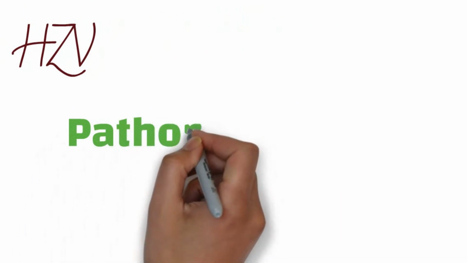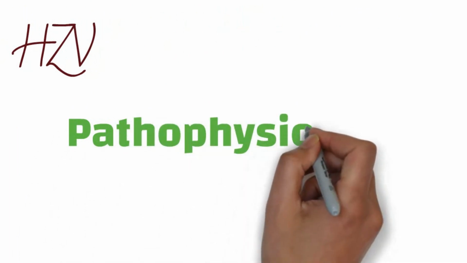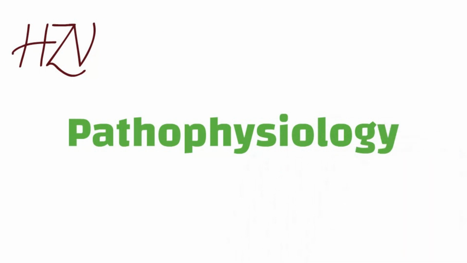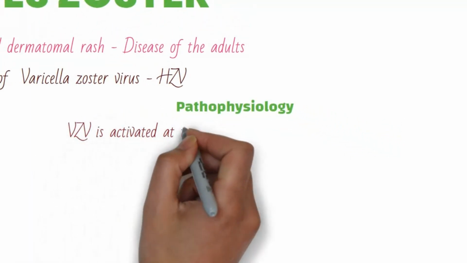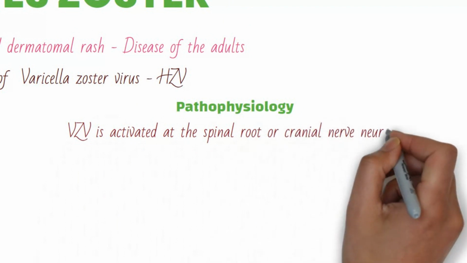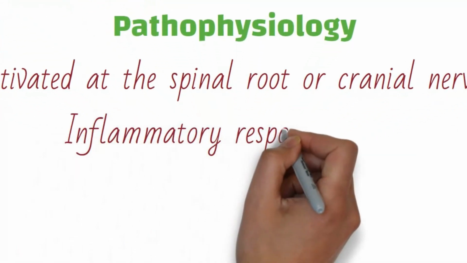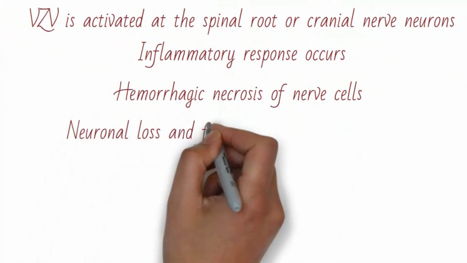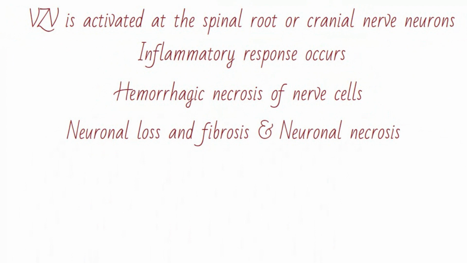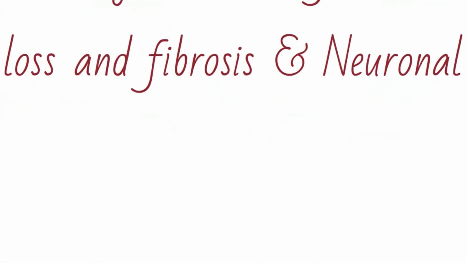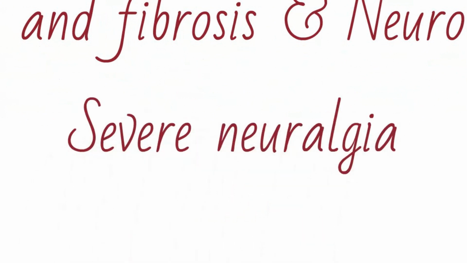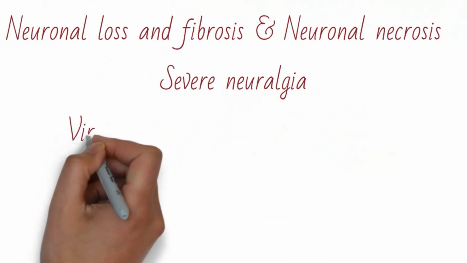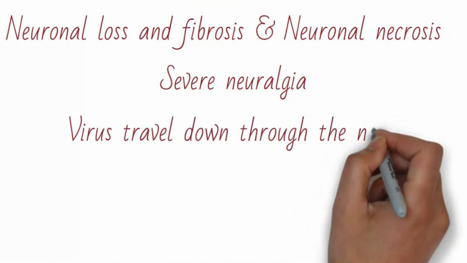The pathophysiology is as follows. Normally the host immunologic mechanisms suppress replication of the virus, but the virus reactivates when the host mechanisms fail. Once the virus is activated at the spinal root or cranial nerve neurons, inflammatory response occurs, leading to hemorrhagic necrosis of nerve cells, which causes neuronal loss and fibrosis. This causes neuronal necrosis followed by severe neuralgia. Then the virus travels down through the affected sensory nerve and causes dermatologic features.